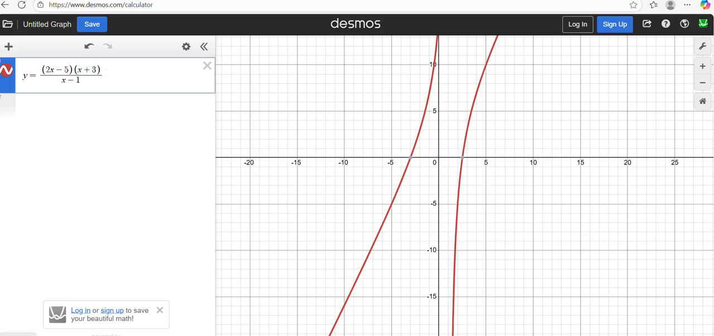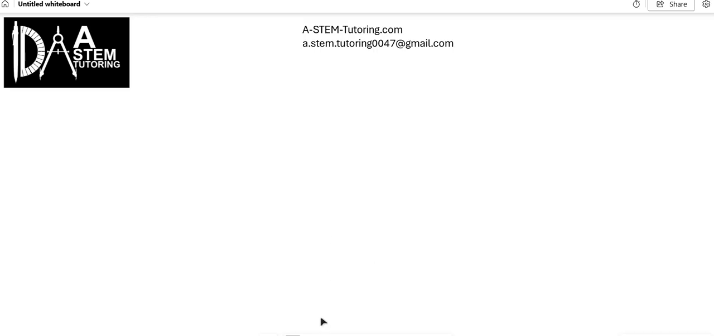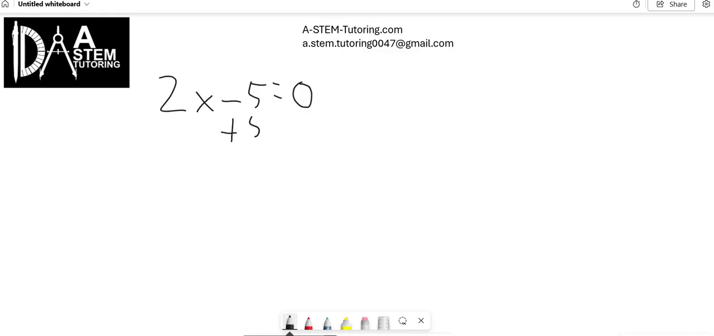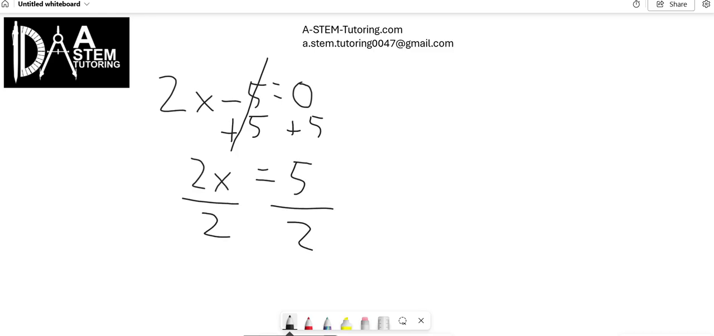So let's go to our whiteboard over here. If 2x minus 5 equals 0, we can solve for the value of x. Add 5 to both sides. These knock out. We have 2x equals 5. Divide both sides by 2. This knocks out. And we have x equals 5 halves, which also equals 2.5.